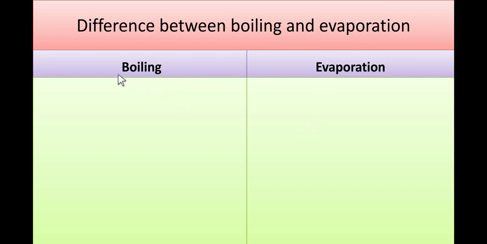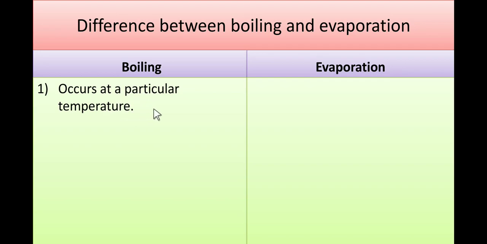Okay, so now we see the difference between boiling and evaporation. Boiling is also a process by which liquid is changing into gaseous state, and evaporation is also a process in which liquid is changing into gaseous state. Now we see the difference between these two processes. Boiling occurs at a particular temperature. For example, water boils at 100 degree centigrade.